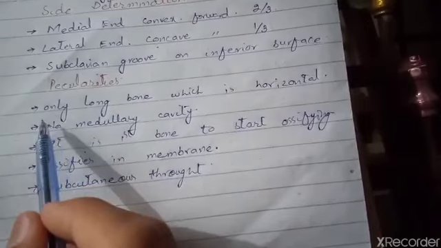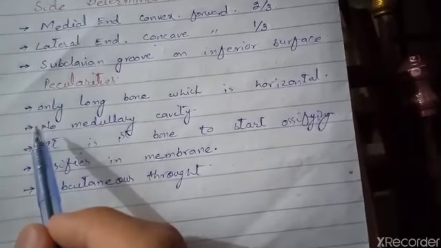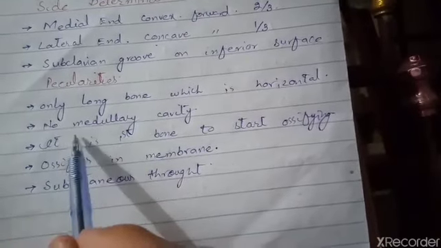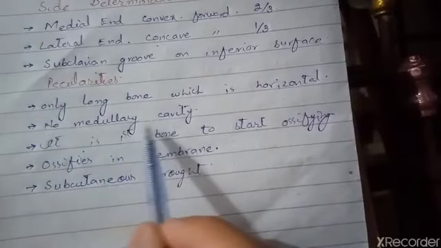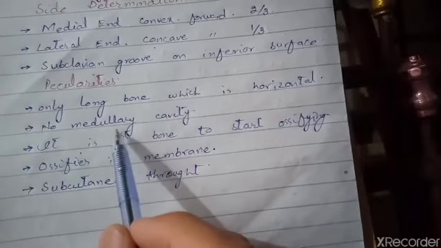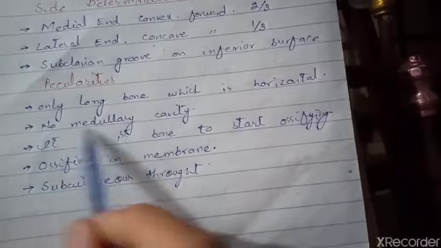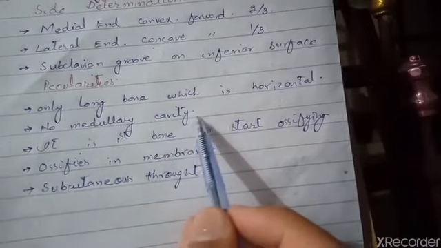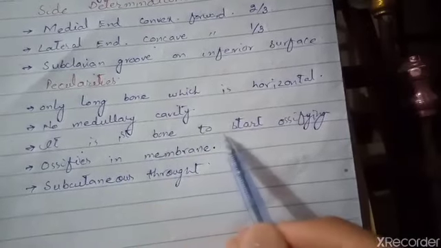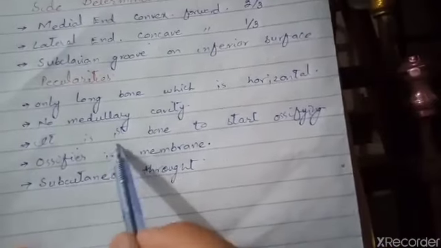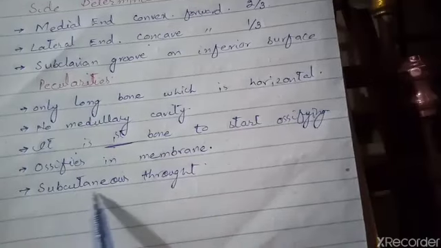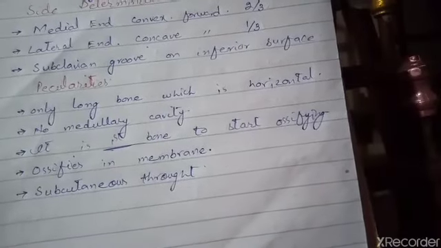We will look back at its peculiarities. It is the only long bone which lies horizontally. The other one is no medullary cavity. Medullary cavity means the cavity which has bone marrow, so no medullary cavity shows that it does not have any sort of bone marrow. This bone is the first bone to start ossifying, and it ossifies in membrane. It is subcutaneous throughout. This is a very important MCQ, that it is subcutaneous throughout. It lies beneath the skin.